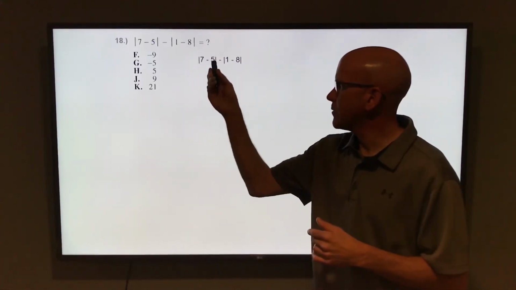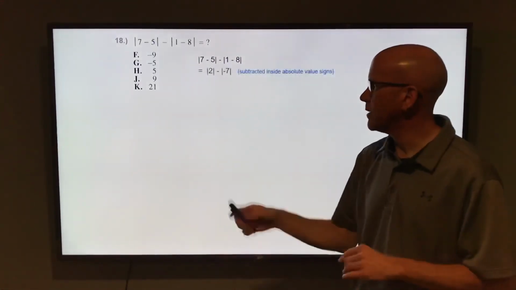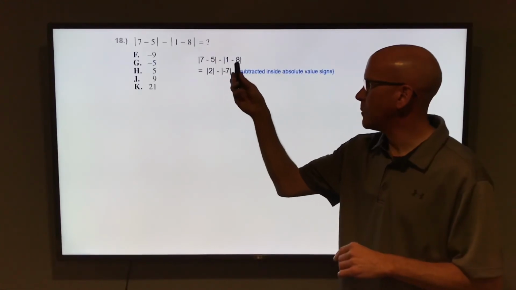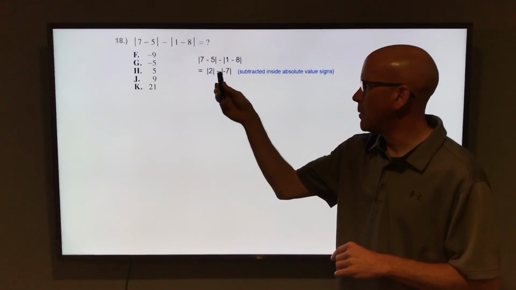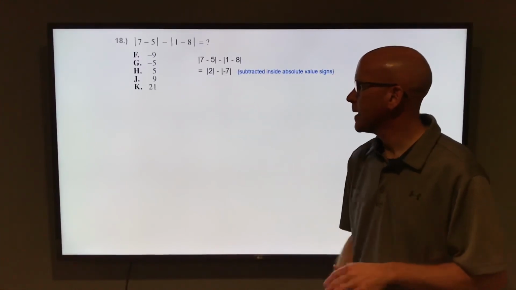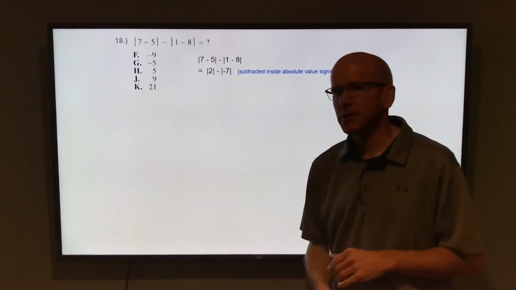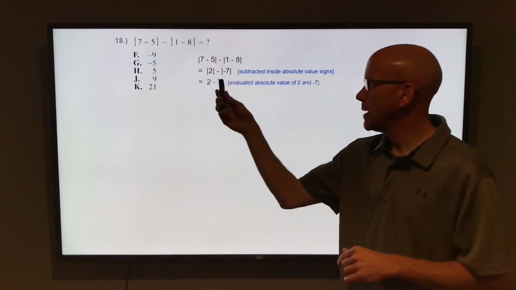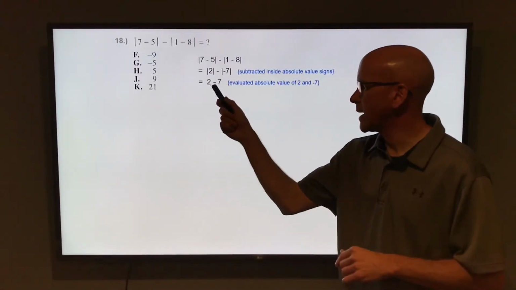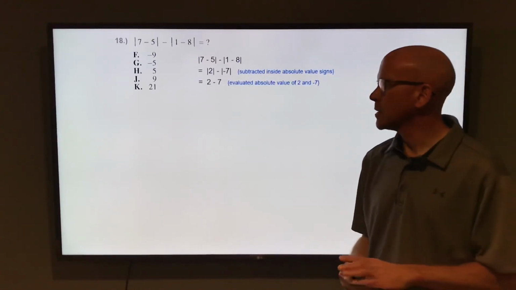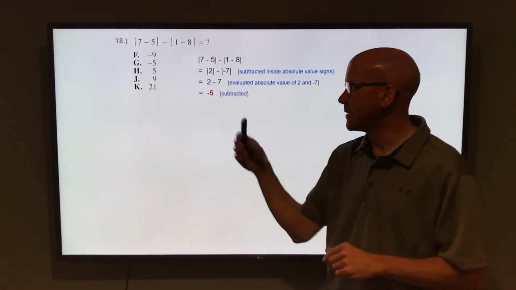The absolute value of 7 minus 5, that would be the absolute value of 2. Minus the absolute value of 1 minus 8. 1 minus 8 is negative 7. So we have the absolute value of 2 minus the absolute value of negative 7. The absolute value of 2, the distance that 2 is away from 0, is 2, and the distance that negative 7 is away from 0 is 7. We still have that negative sign in front. So we're looking at 2 minus 7, and that is going to be negative 5.